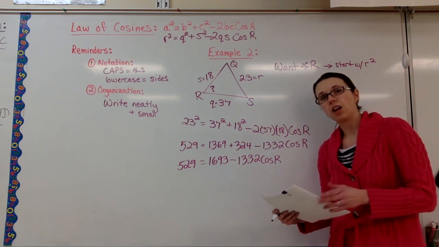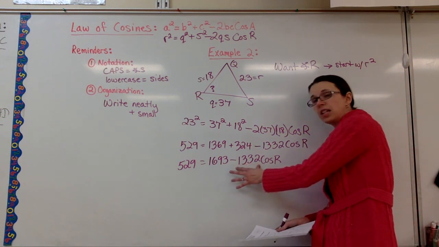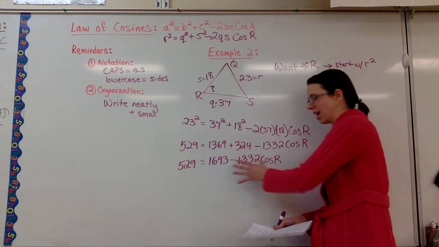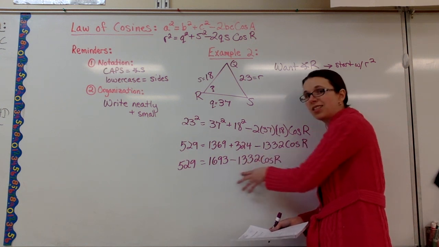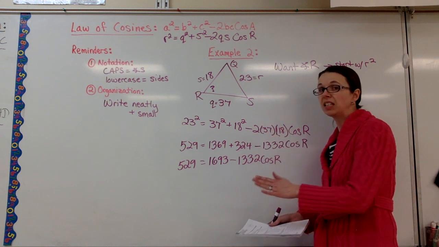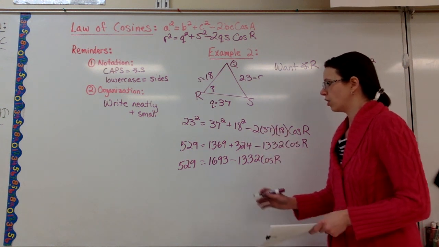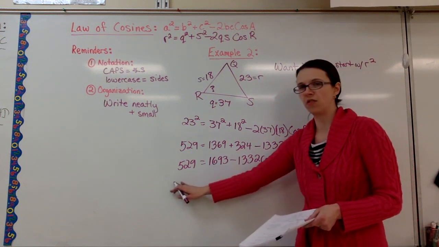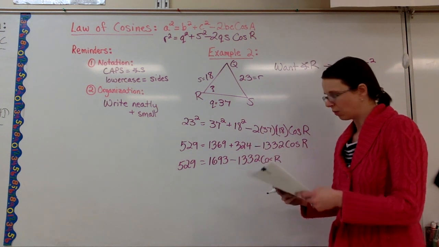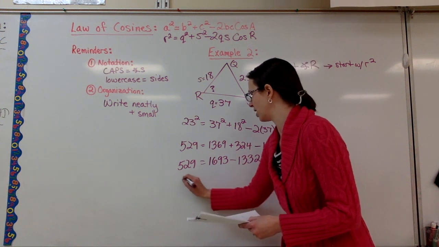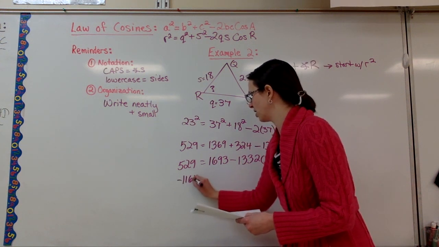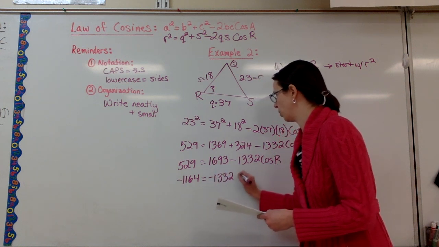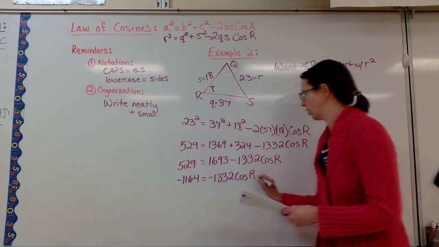Just like before, I want to caution you that this 1332 is glued with multiplication times that cosine. So I can't combine that with this constant. It's tempting to do that, but please don't, because you will get the problem wrong. So what I can do is consider this an equation where I can still move a constant out of the way. And when we do that and we subtract the 1693, we get negative 1164 is just equal to negative 1332 times cosine of r.